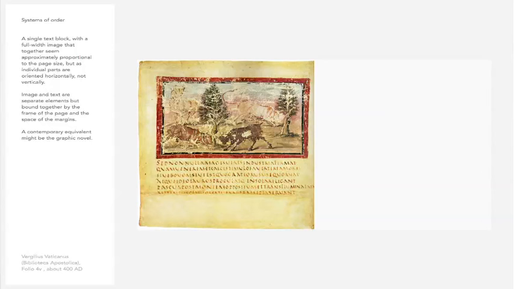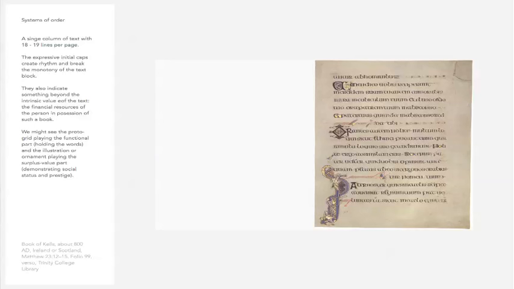So here is another type of layout. There's a single block of text with an image, presented with a big image on top and a block of text below. They're separate elements, but they are bound together by this margin around the page. A contemporary equivalent might be the graphic novel, image and text, or maybe even a children's book.